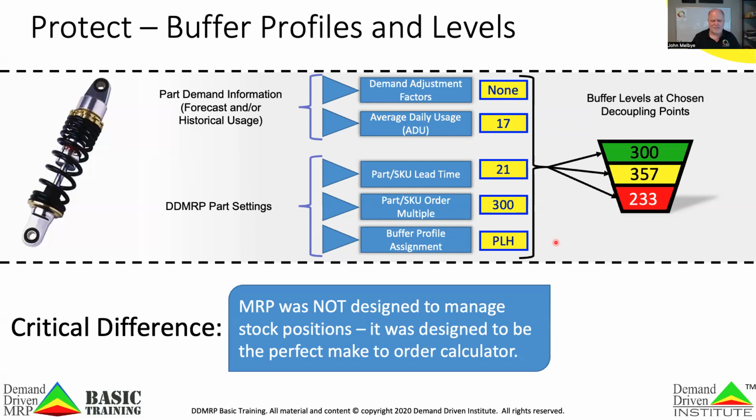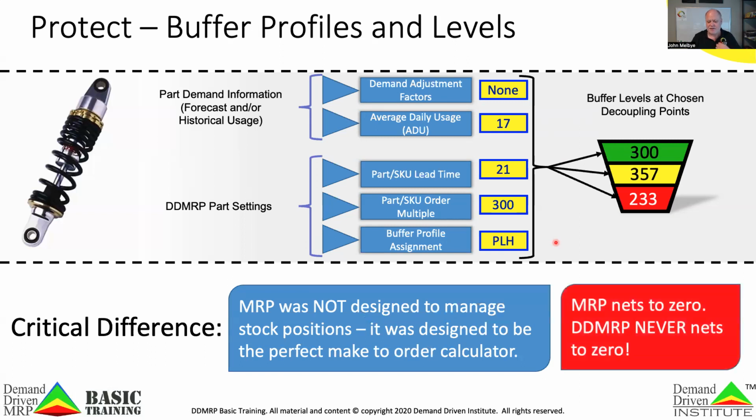MRP was not designed to manage stock positions; it was designed to be the perfect make-to-order calculator. MRP nets to 0. In other words, we don't want to have anything left when we're done. DDMRP never nets to 0. We are supposed to hold inventory at the strategic positions we have determined. The one thing I want to point out here is this is not a position of inventory. This is a buffer that we can then use to compare when we calculate to understand how much we order and when we order it.